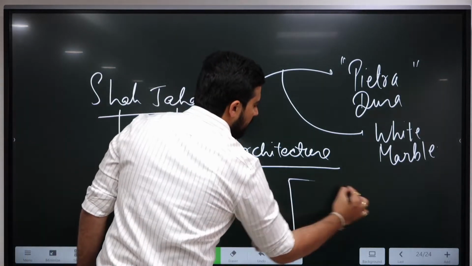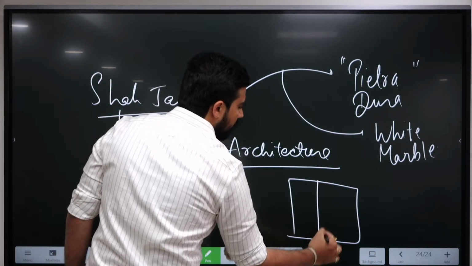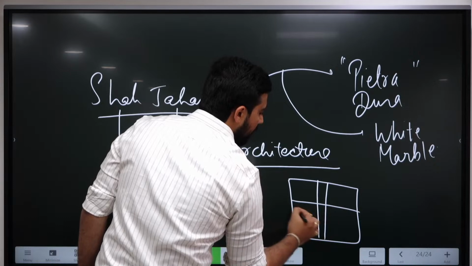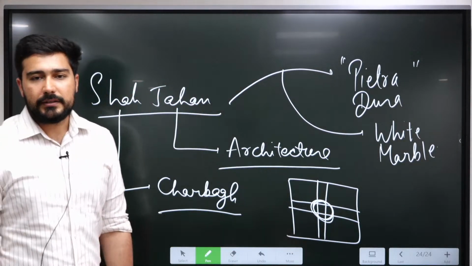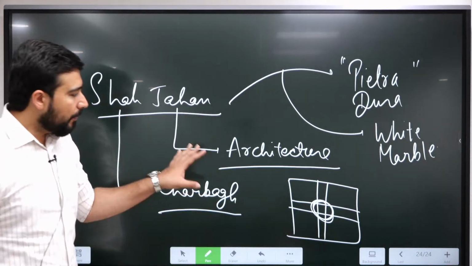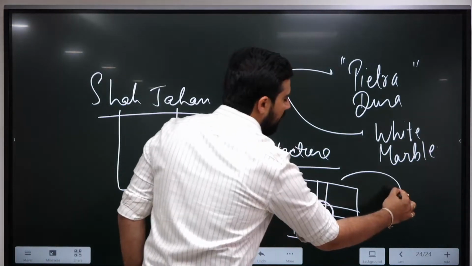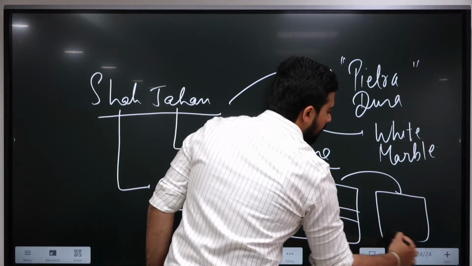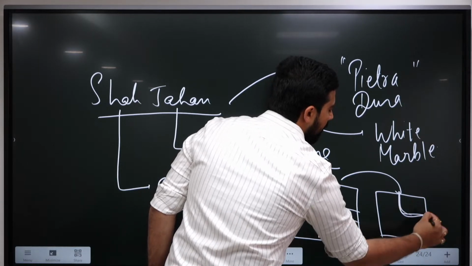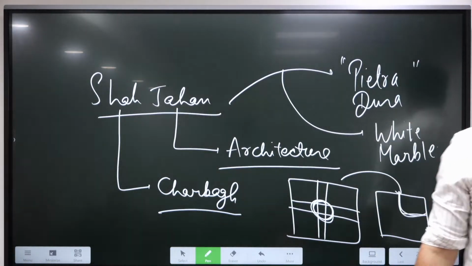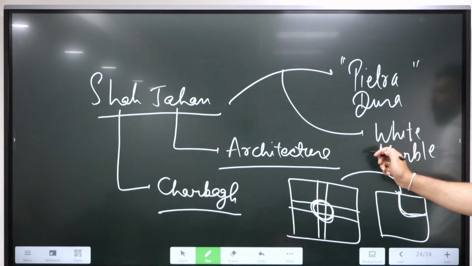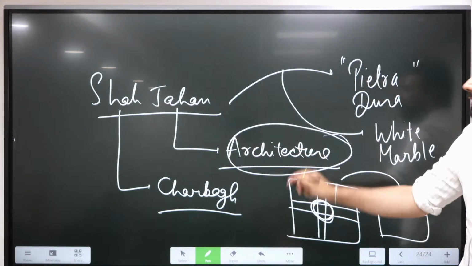Charbagh means the garden was divided into 4 parts and the main building was constructed in the center. This is known as Charbagh. But during his reign, there was a little transformation and the whole building was made in one corner, and that was also on a raised platform. So Shah Jahan was the one who focused more on architecture.